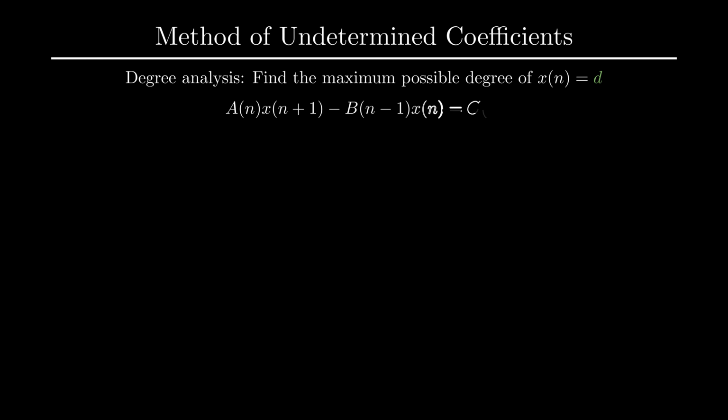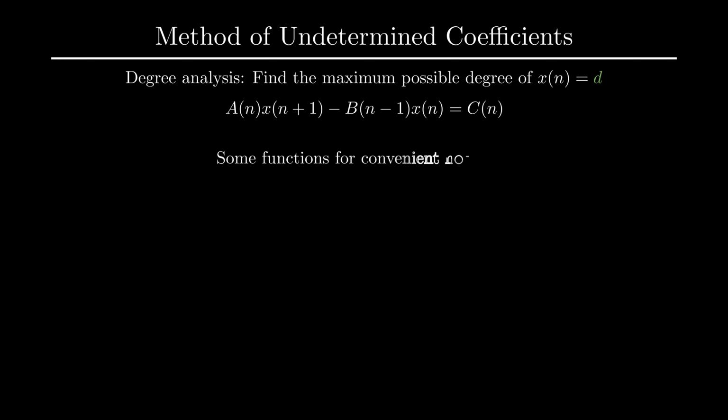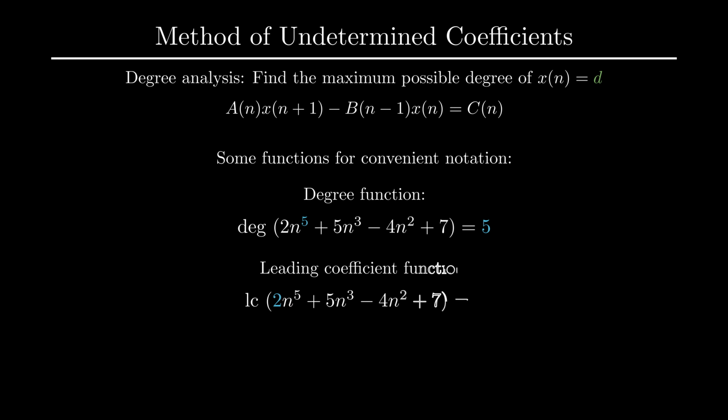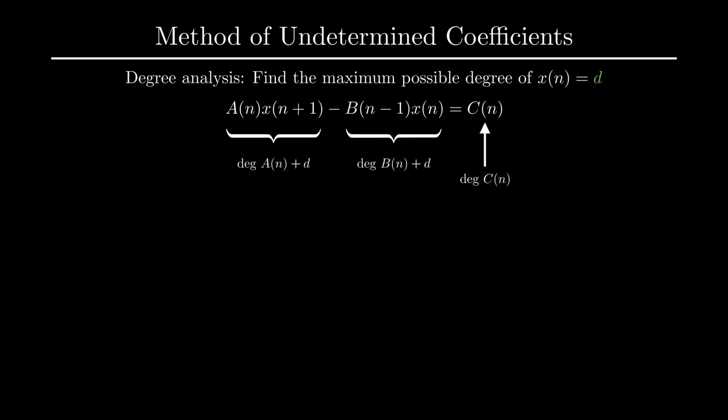Let's start with the polynomial recurrence we want to solve. To start, notice that our goal is to get the two sides of the equation to match, which means the degree of the left side has to be equal to the degree of the right side. Now let's define these two functions here that give us the degree and the leading coefficient of the polynomial, respectively. Here are the degrees of each of these polynomials. We now add these degrees because the polynomials are being multiplied.